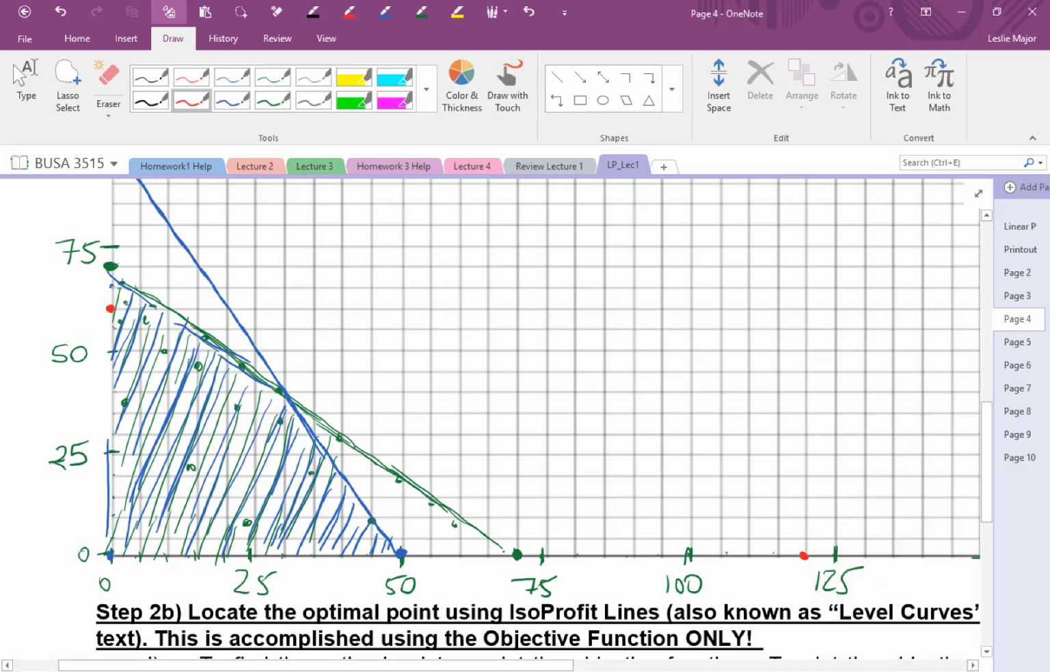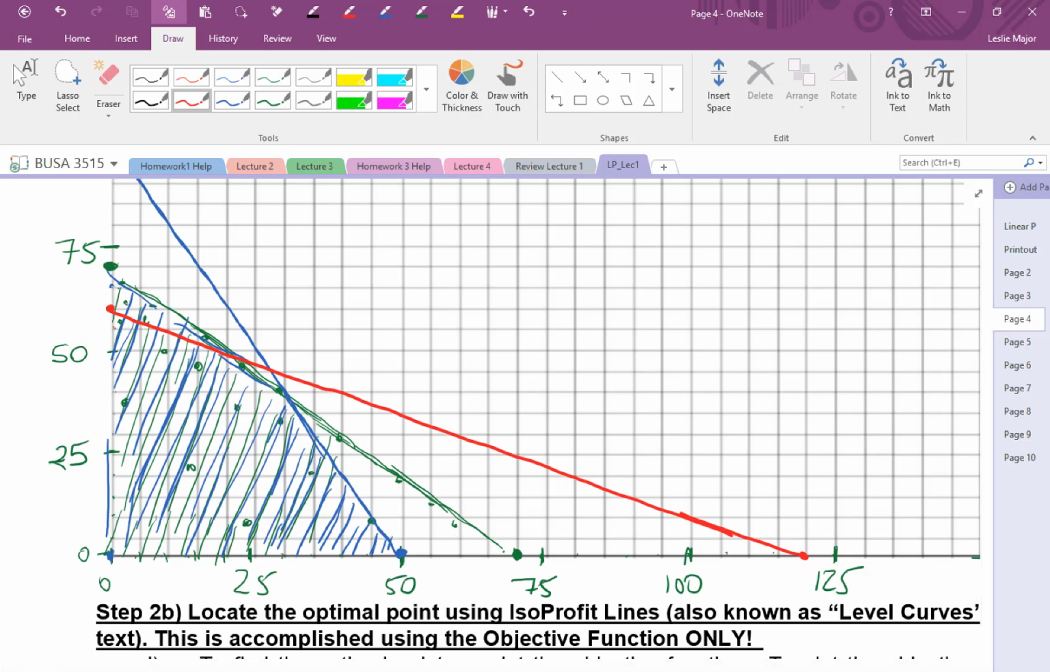Okay. Forgive me here. There we go. A little bit wiggly, sorry about that. Okay, now our area of feasibility has just been updated.